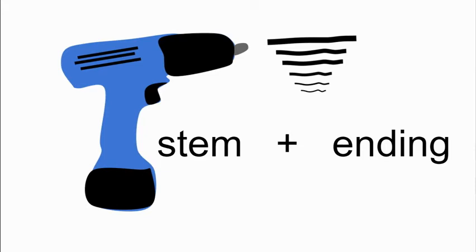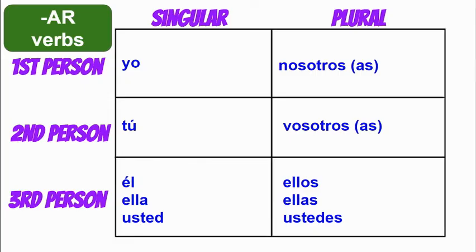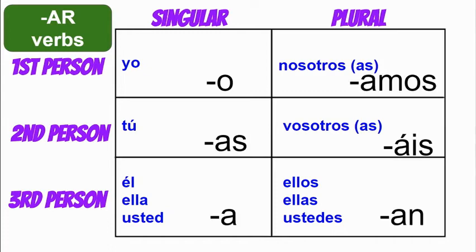We have our stem. And what are our endings going to be? Well, it depends on if it's an -AR, -ER, or -IR verb. And you definitely need to memorize these. So for -AR verbs in the present tense, in Spanish, the endings are -o, -as, -a, -amos, -áis, -an.